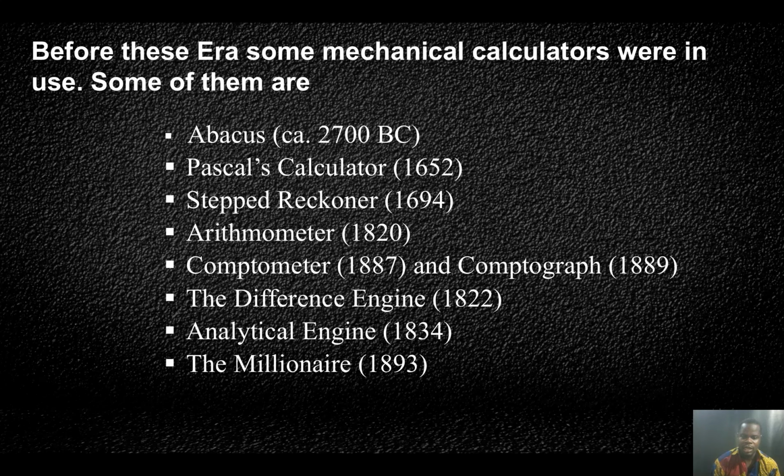That's also there in 1820. And then we have the comptometer and then comptograph. That's it. And then we have the difference engine, which is brought in around 1822. And then we have the analytical engine. And then the last part that we have here is the millionaire. That one came in 1893. So we could see all these things are mechanical calculators used by scientists to do so many things. So that helped in bringing about the first generation computers.